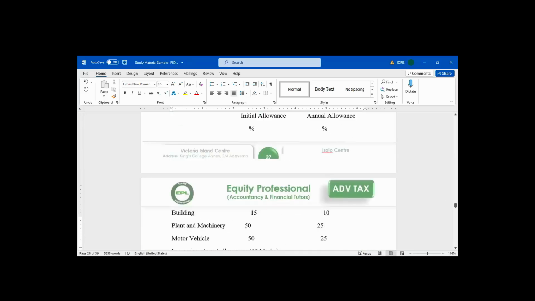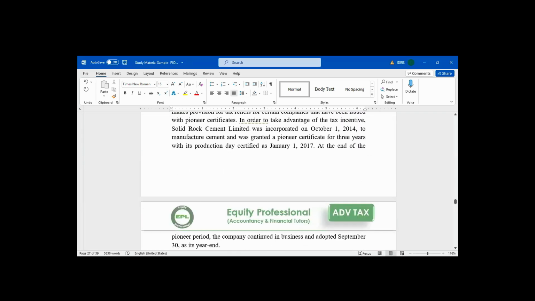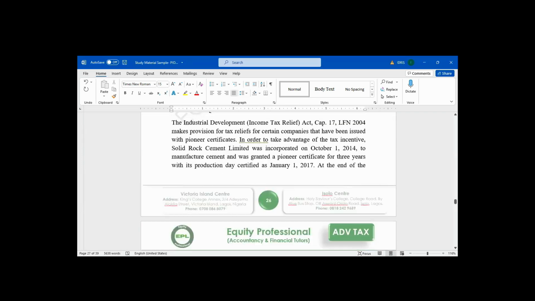In this question, this company was given a pioneer certificate to do what? To manufacture cement. To do manufacturing of cement.